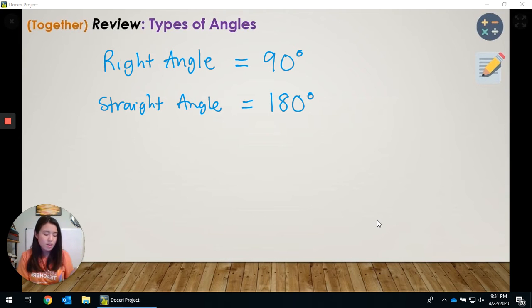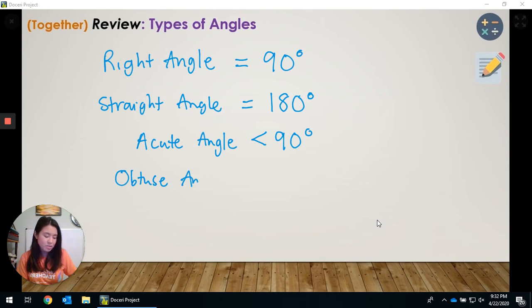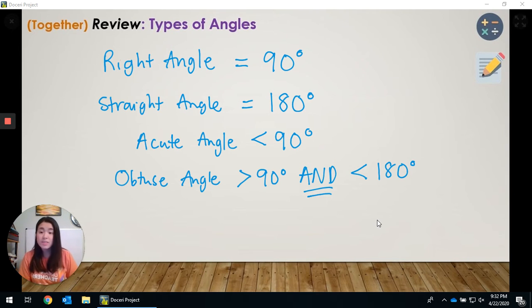Next thing we knew is our acute angle. Cute means like really cute and small. So we know it has to be less than a right angle. Less than a right angle means less than 90 degrees. Our last one, the obtuse angle, probably the hardest one to remember because it has two different things. It has to be more or greater than 90 degrees, and it also has to be less than 180 degrees.